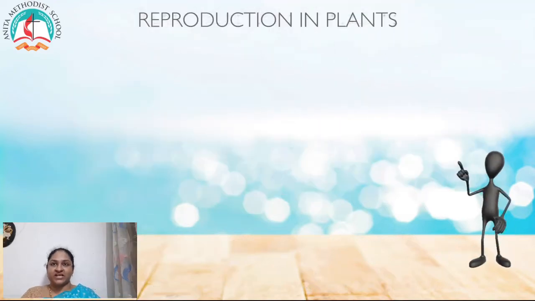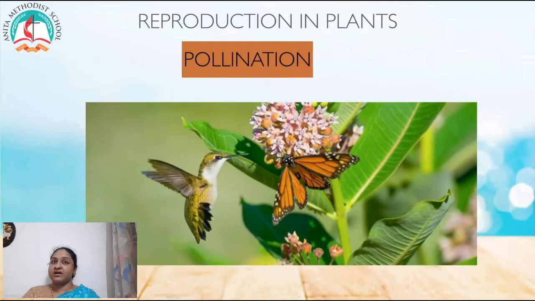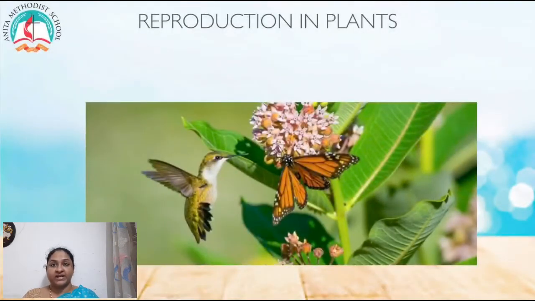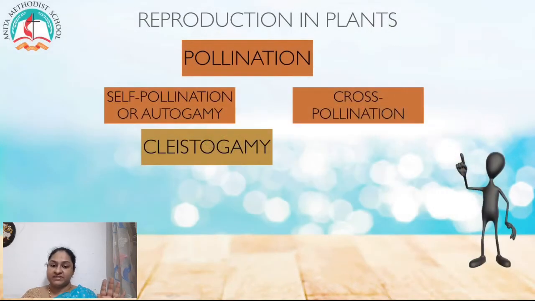Pollination. Pollination, as we know, is a mechanism which provides food, shelter, etc. for the pollinating animals. Many plants are pollinated by a particular animal species and the flowers are modified accordingly. And thus we see co-evolution between the plants and the animals. Under pollination you have self-pollination or autogamy, and cross-pollination.